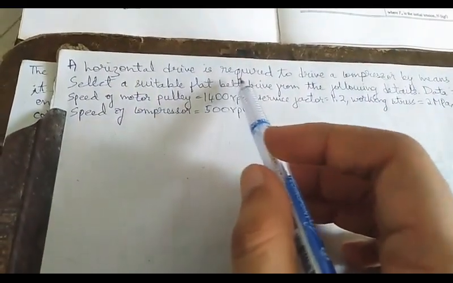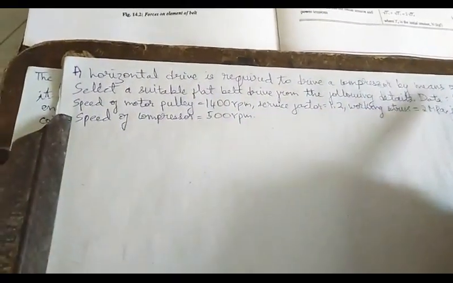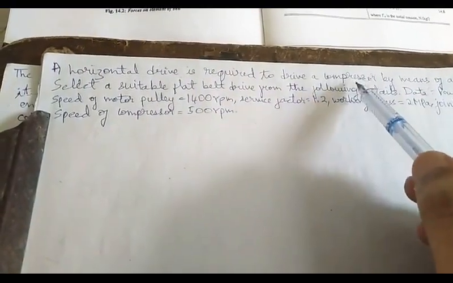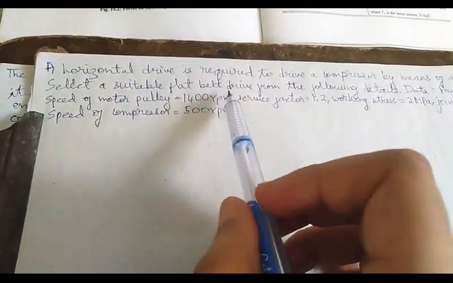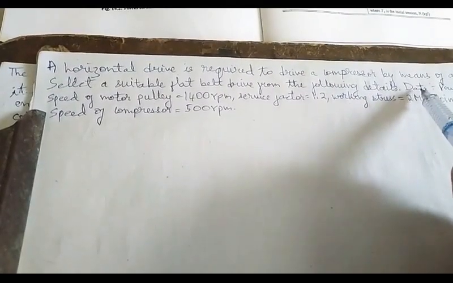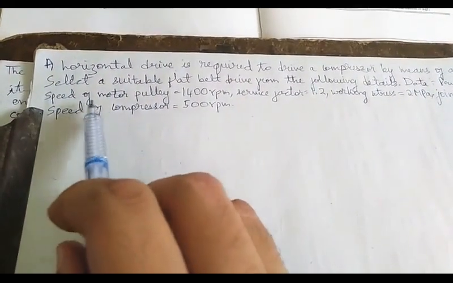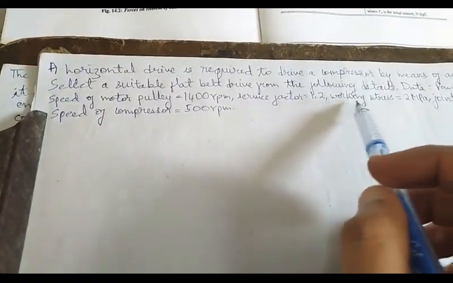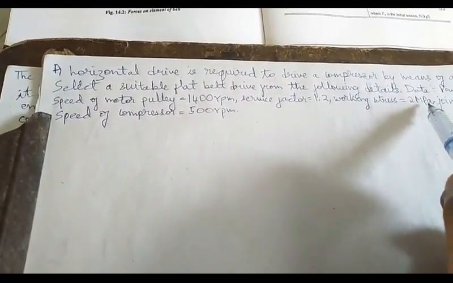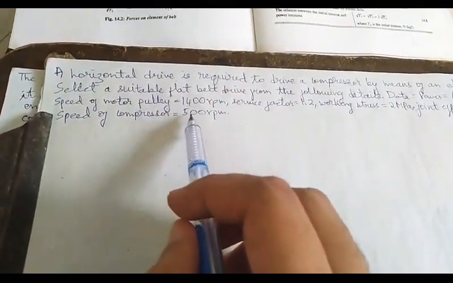A horizontal drive is required to drive a compressor by means of an electric motor. So here the electric motor is the driver and the compressor is the driven. Select a suitable flat belt drive from the following details. Data given is power 6 kilowatt, slip is equal to 2.5%, speed of motor pulley 1400 rpm, service factor 1.2, working stress sigma is equal to 2 MPa, joint efficiency 90%, and speed of compressor is equal to 500 rpm.